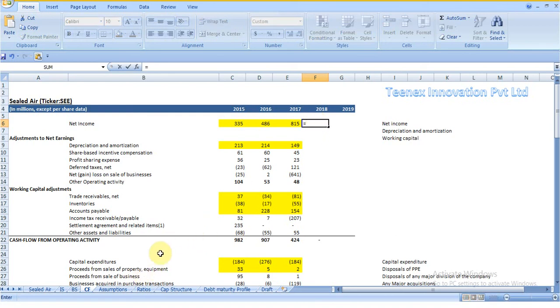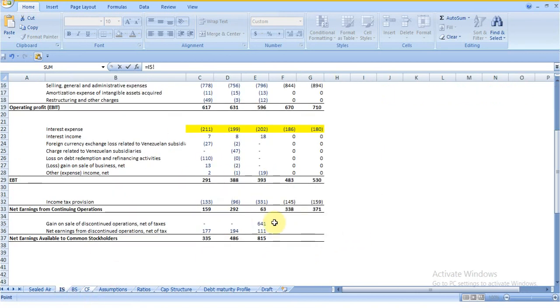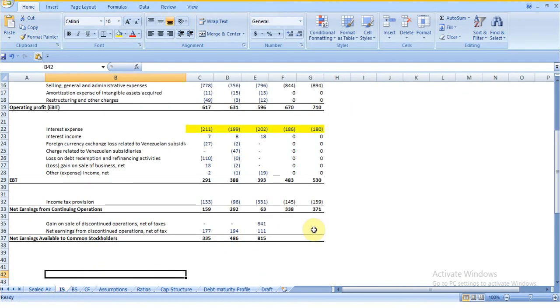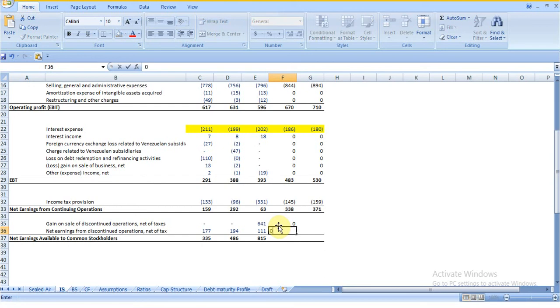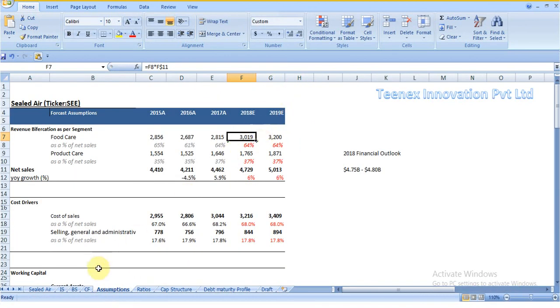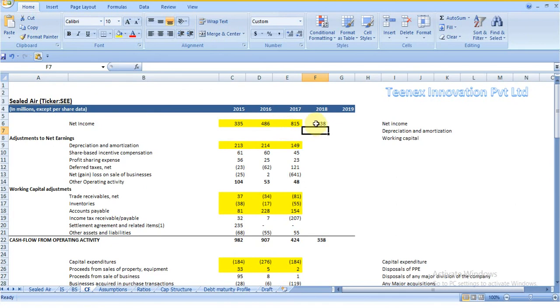Net income will come from the income statement. Here in the income statement, I can assume that the gain on the sale of discontinued operation is zero, because I'm not expecting any discontinued operations this year. I can drag this, and this way I'll get the net income. I'm going to link it with the cash flow statement. I have linked it and I will drag it.